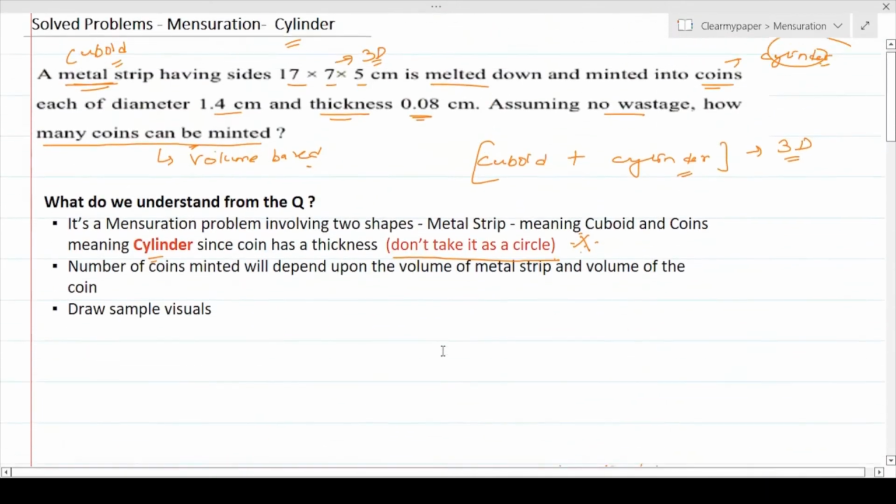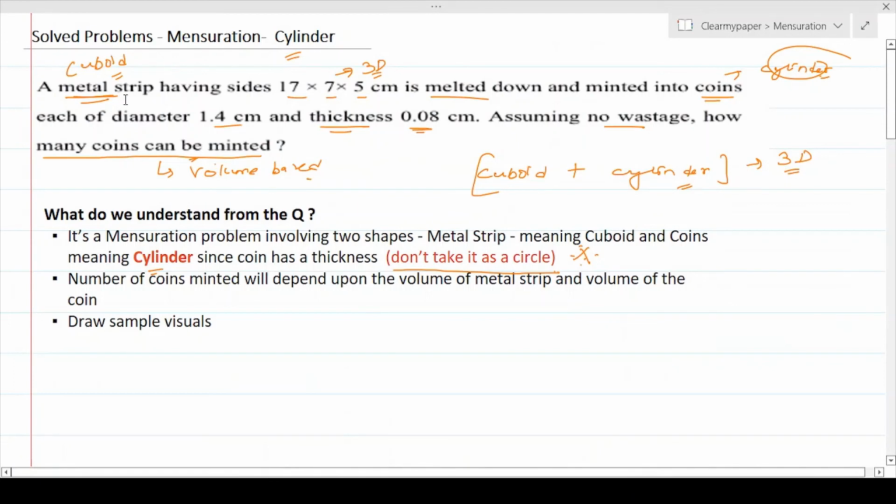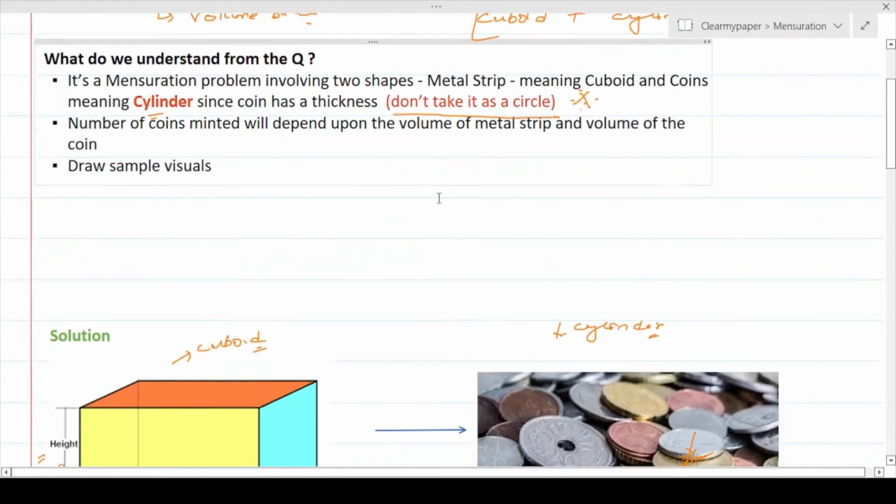So again, the hint is to read word by word. You will get the shapes based on some hints, and see what they're asking. Sometimes they'll not ask you to calculate the volume directly. They might twist the question, saying how many coins can be minted, what is the capacity of that, and so on. That means it's a volume-based question. So calculate the volumes and do that.